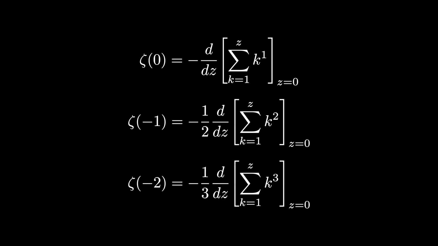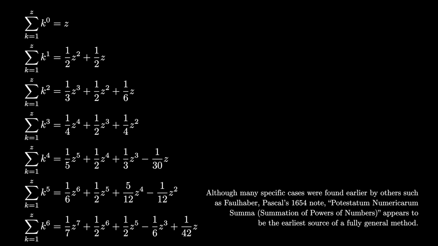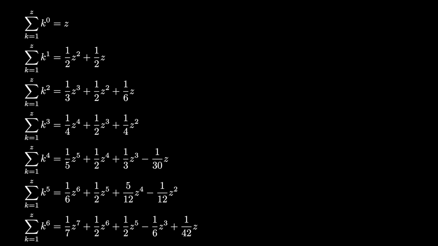These cases, where the exponent is a natural number, are much simpler than general complex exponents because they have closed-form solutions. Some of the low-order cases have been known for millennia, and in the mid-17th century, Blaise Pascal discovered a general method to solve every natural number power. He showed that these sums are polynomials of one higher degree than the power in the sum. And thanks to these polynomials, we can easily evaluate zeta at any negative integer.